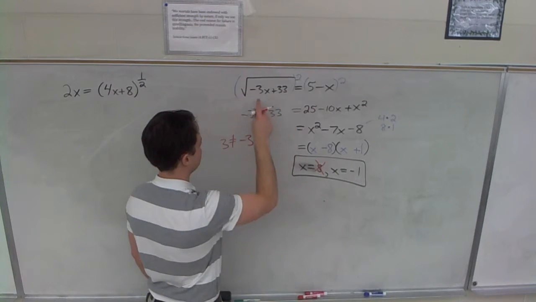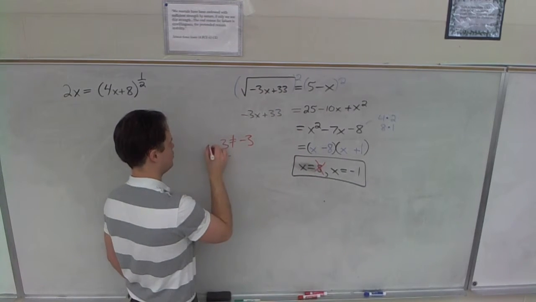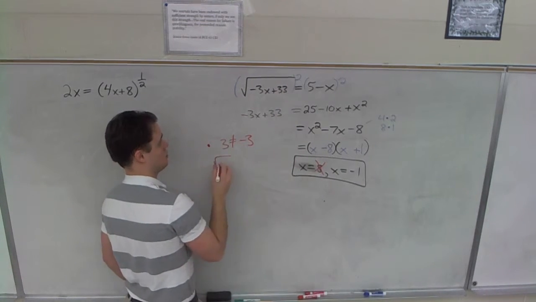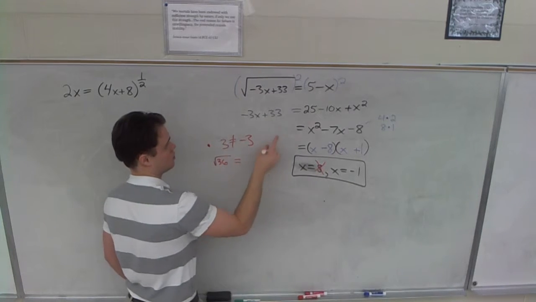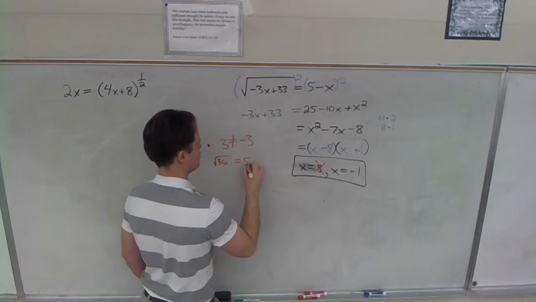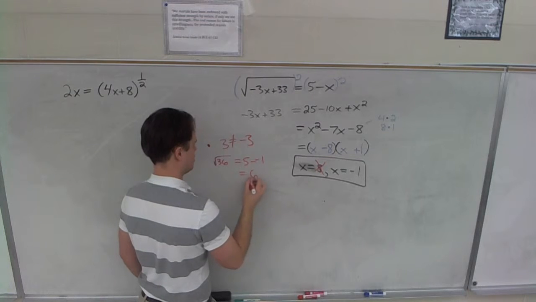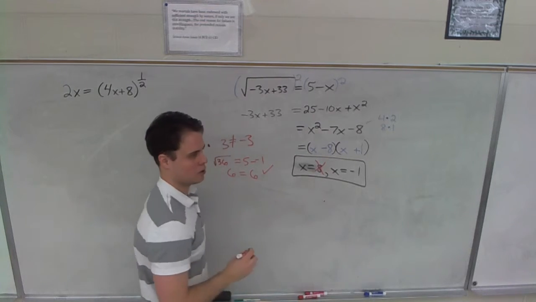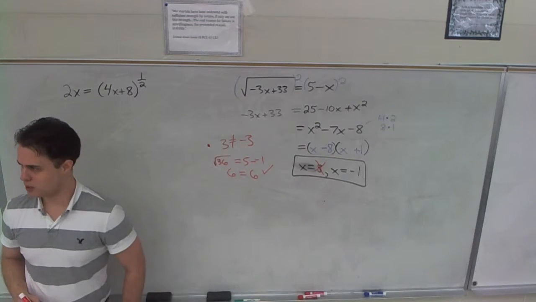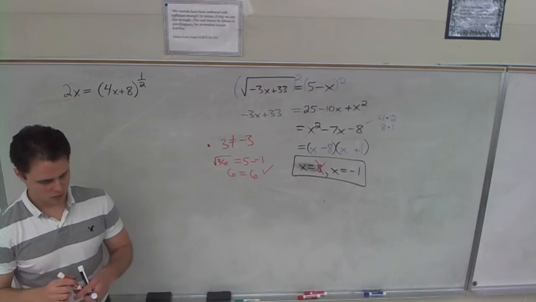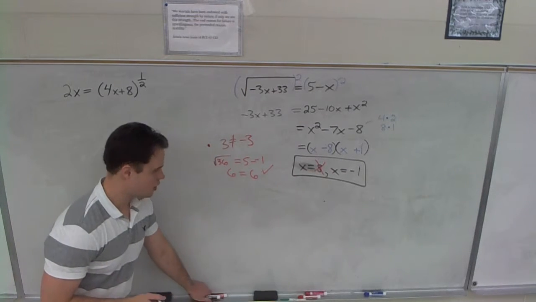Check the other one real quick. If I put in -1, I get the square root of, do a little more work this time, 36. -1 minus a minus, 6. Check. Okay? So, there you go. Let's look at this one.